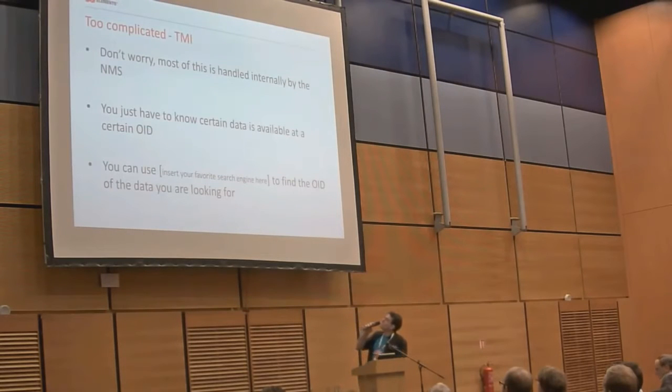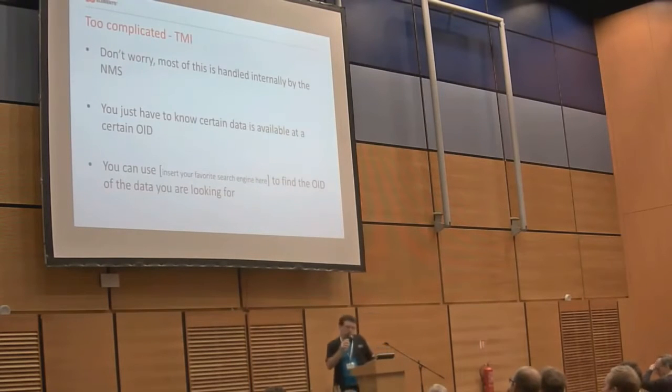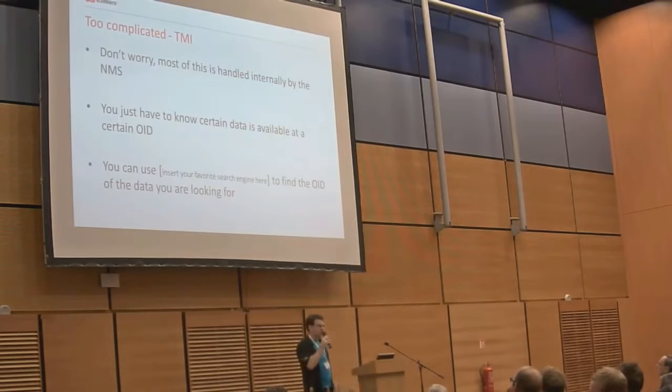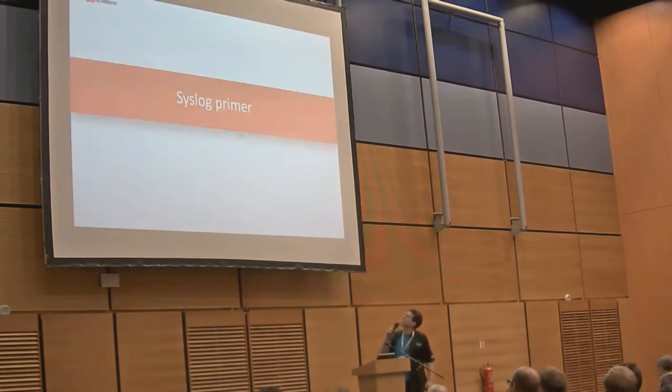So you just have to know, again, if you take nothing else from this part of the presentation, just know that certain data is available at a certain OID. And you can insert your favorite search engine here to find the OID of the data you're looking for. Just type your question into whatever search engine, like OID for disk usage, and it will come up with an OID you can use. Alright, so that's it for SNMP. Now let's look at Syslog.